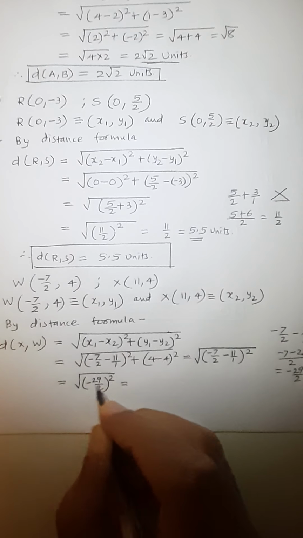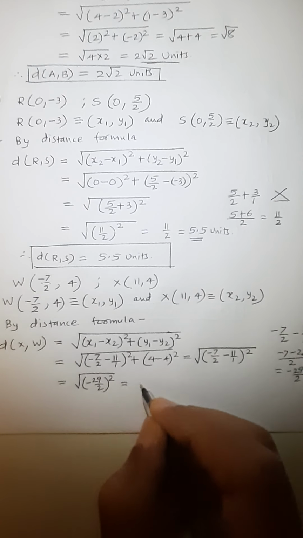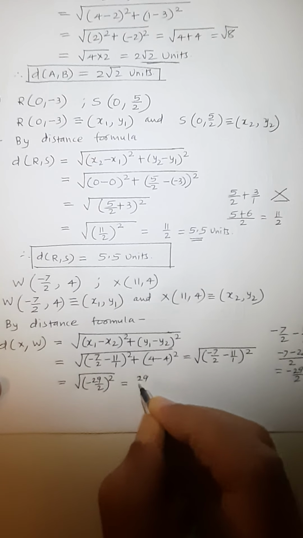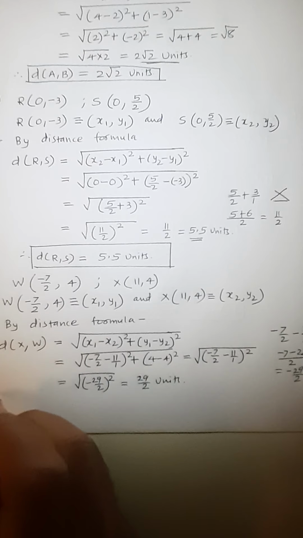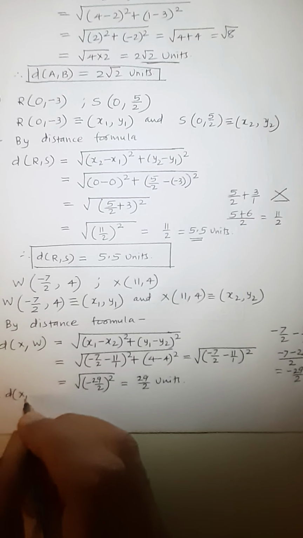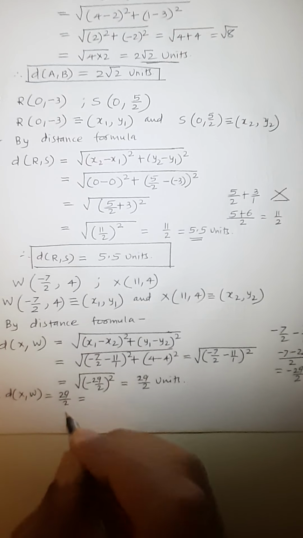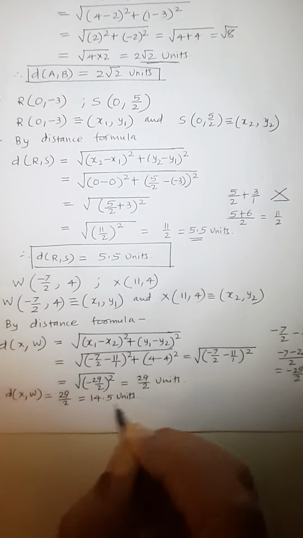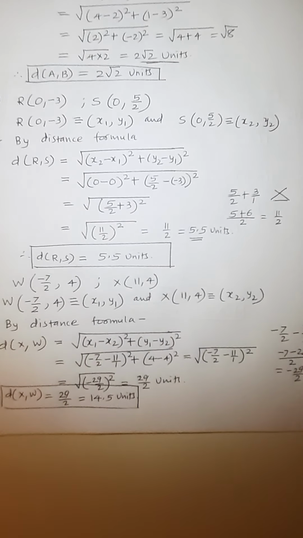Now square of a negative number is positive, and square root of any square is that number itself. So it will be 29 by 2. What is our answer? 29 upon 2 units. Okay, so finally we write, therefore distance XW, so WX is equal to 29 by 2, or which can also be written as 14.5 units. Okay, this is how we can use the distance formula and solve the sums.